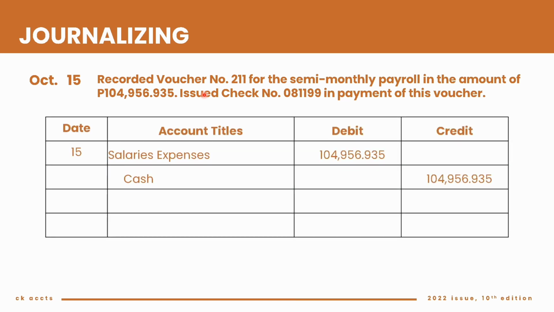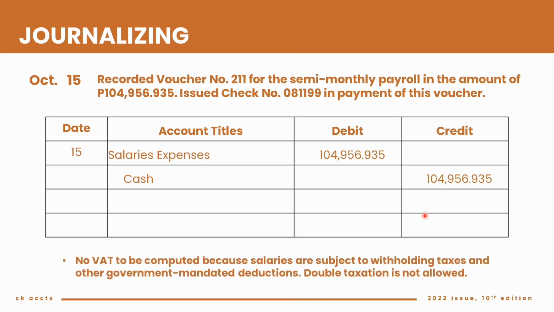So, our journal entry for this one is debit salaries expense and credit cash. So, that's the amount. And since this is a transaction we recorded in voucher, we have to get, or actually no, because we no longer need to compute the input tax, because no VAT is to be computed, because salaries are subject to withholding taxes and other government-mandated deductions. Double taxation is not allowed.